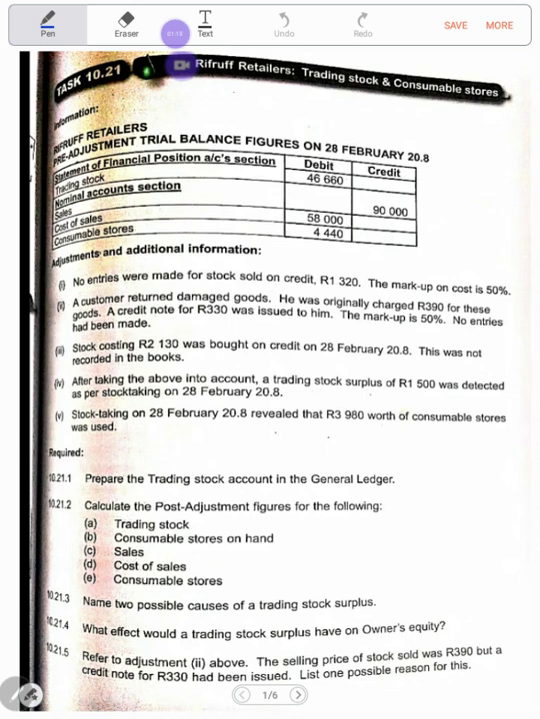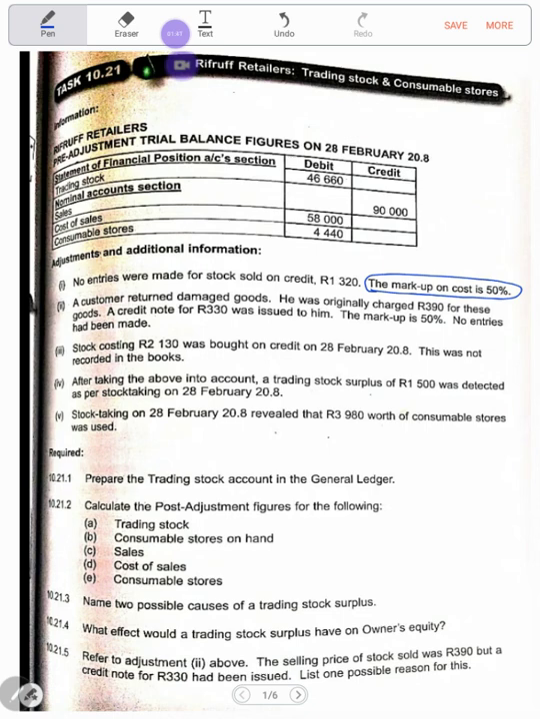Adjustments and additional information. No entries were made for stock sold on credit, 1,320 Rand. The markup on cost is 50%. Very important is the markup on cost. Very, very important.